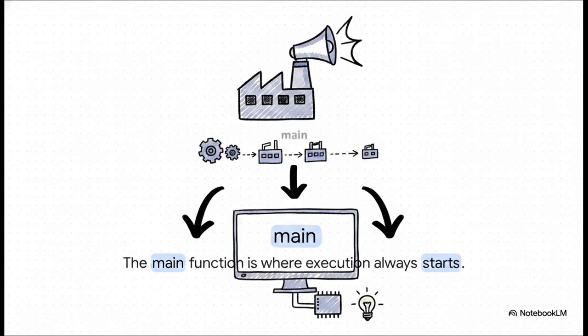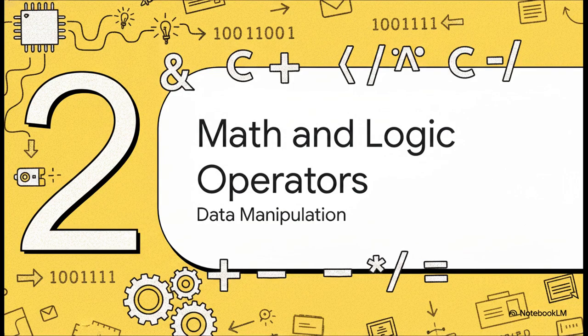Now, there is one very specific, absolutely crucial word we need to talk about, and that's main. If standard functions are the mini machines on the factory floor, the main function is the factory manager. Every single C program has to have a main function, no exceptions, because this is exactly where the program execution always starts. Moving right along to Section 2, Operators, Math and Logic.